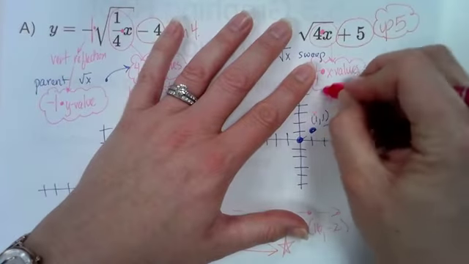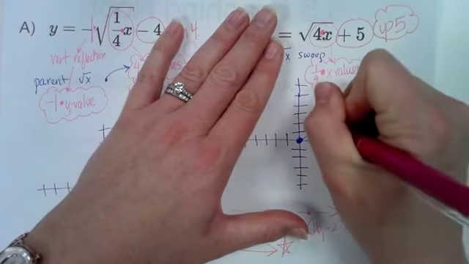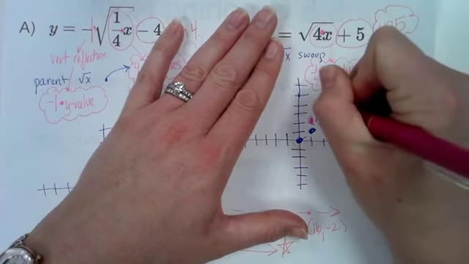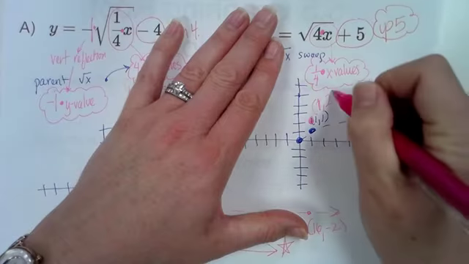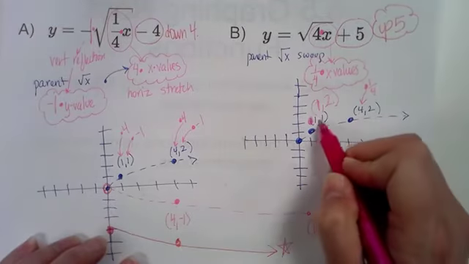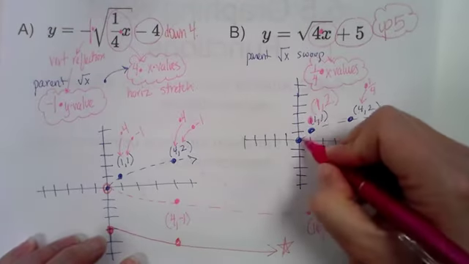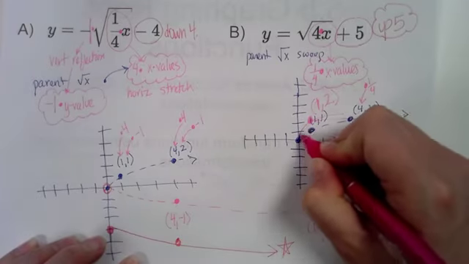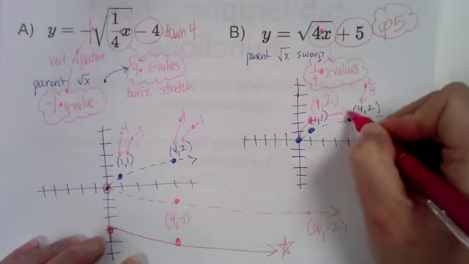So I'm just going to erase that. And that's the point we're going to move. It comes right here and becomes a 1, 2. And you can see it moved, it went that way. And now we've got this weird smushy square root graph.